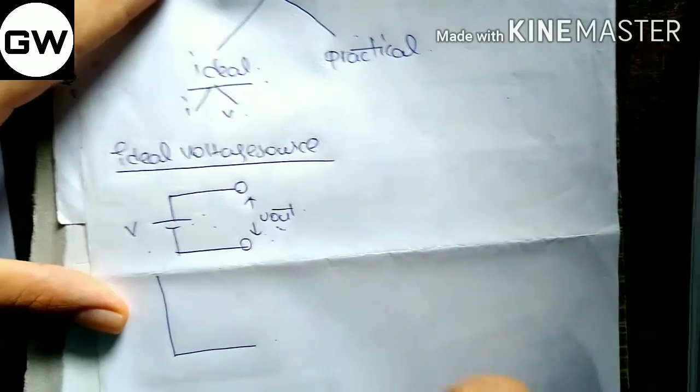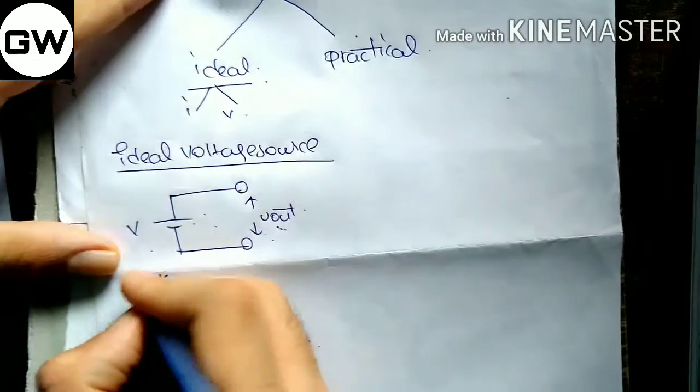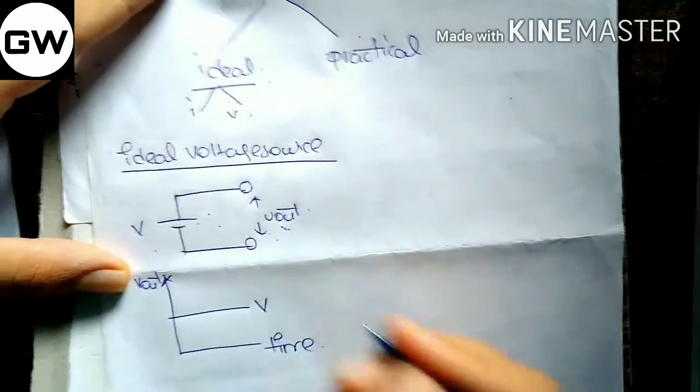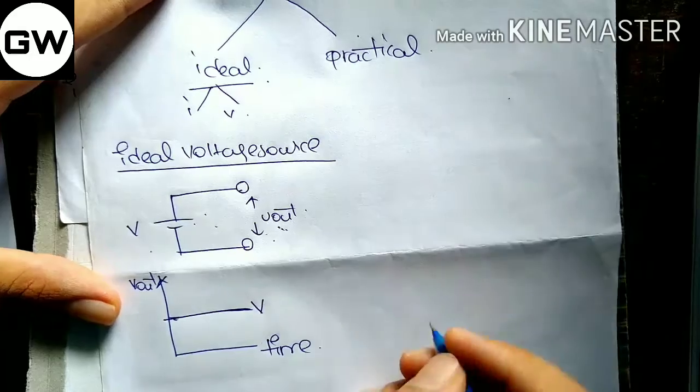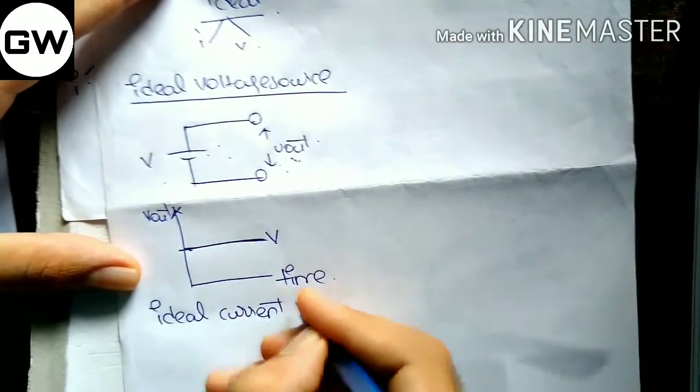By seeing the graph you will understand. This is time. Whatever the time is, the V out value must always be V. It is constant. Similarly, the ideal current source.